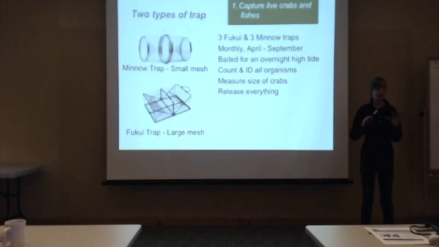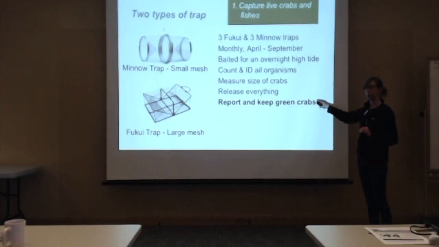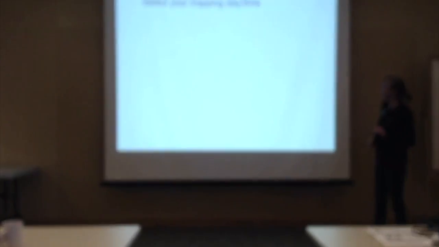Everything gets released. One key component of this, and it says it on the permit this year, is that they want everything to be released in the best condition possible. They want us to try as hard as we can not to kill things that we catch, unless, of course, it's a green crab, in which case we'll go through the specific steps of how to report them, but they don't go back out into the environment. We keep them because we have that permit, and we can do that. Okay, so that's the broad overview.